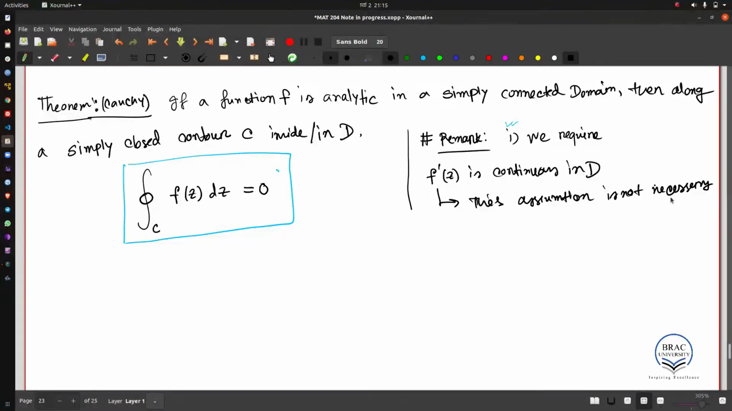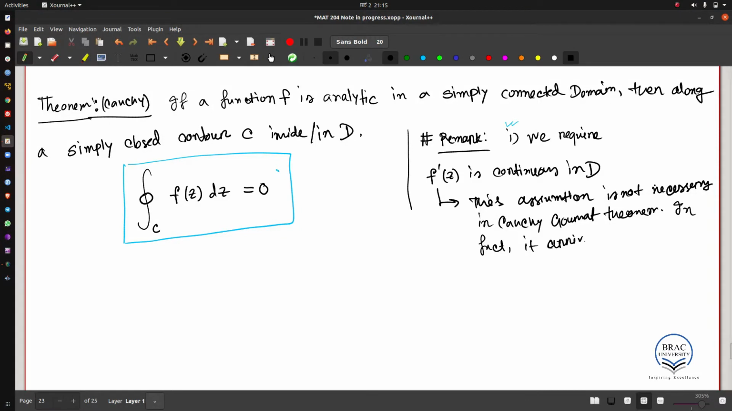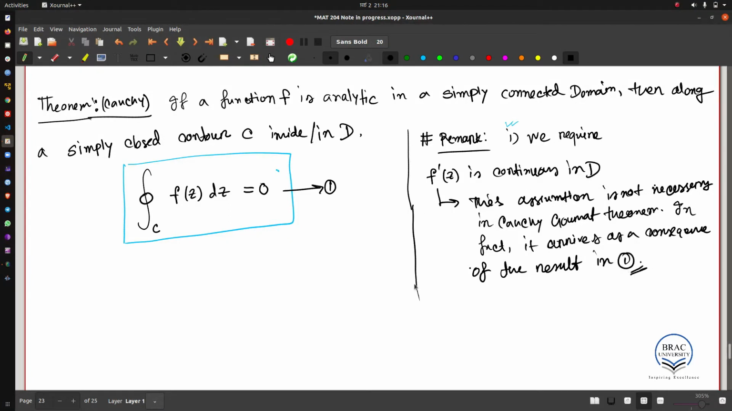So this assumption is not necessary in the Cauchy-Goursat theorem. In fact, it appears as a consequence of the result in equation 1. So the Cauchy-Goursat theorem is just the generalization of Cauchy's theorem. Okay, now let's go for a very simple proof.